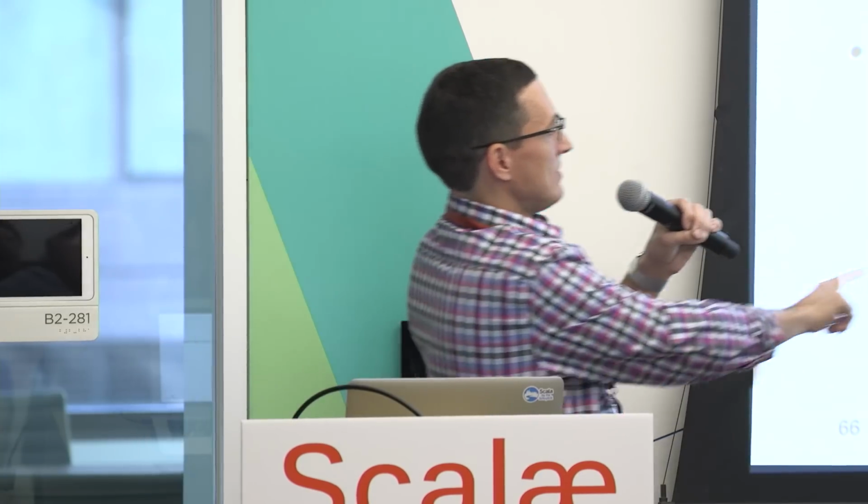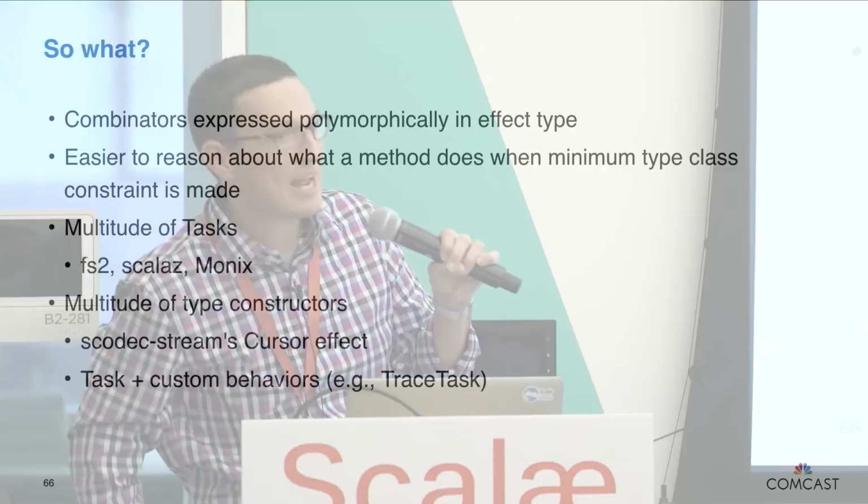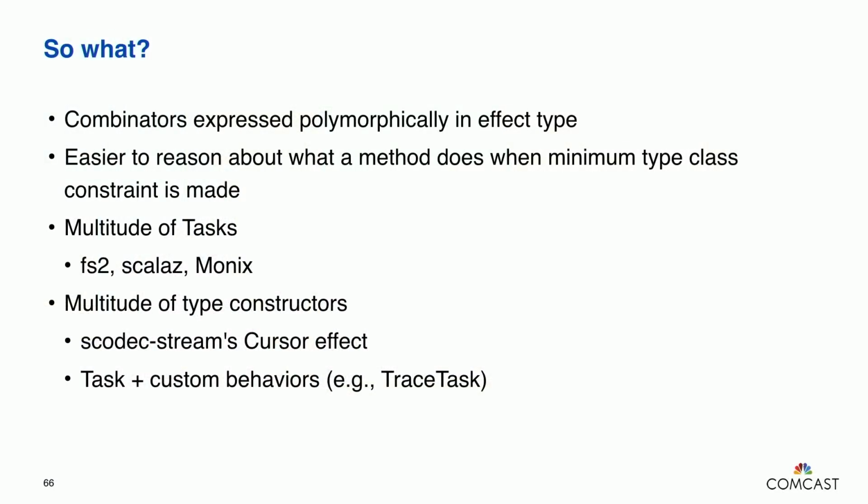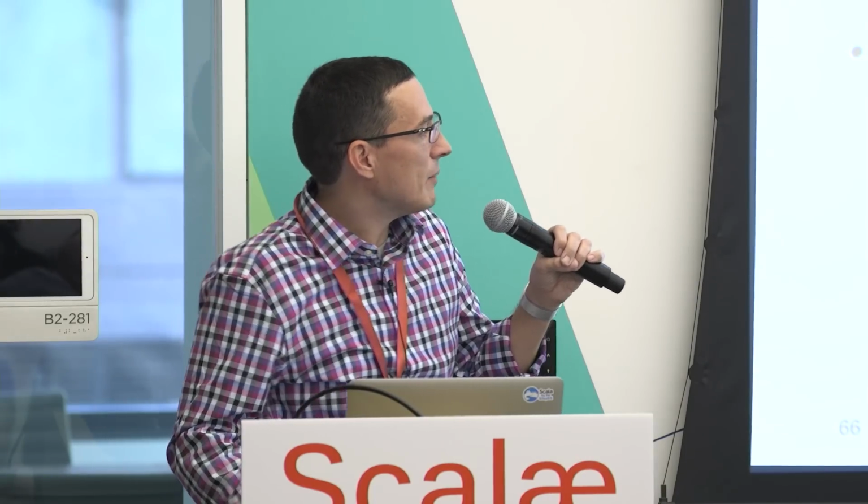And like in my business, we have this type called trace task, where we effectively do Zipkin-like tracing of task evaluation and write all of the spans that occur out to some storage system. And so we want to be able to run streams in that effect type.